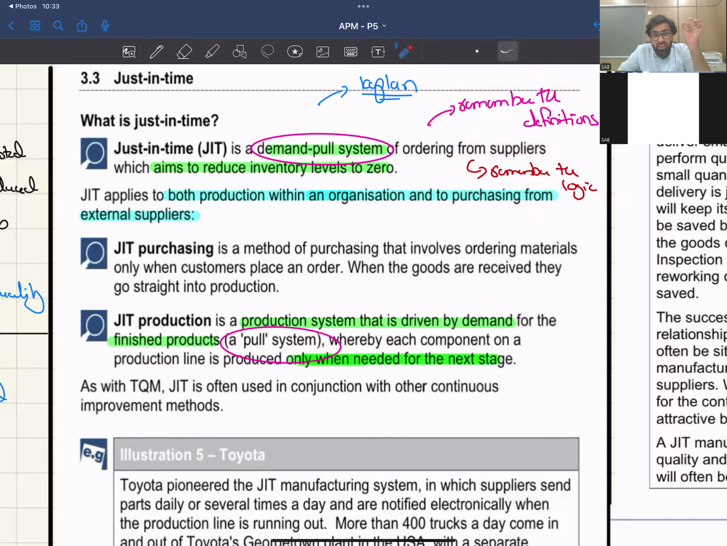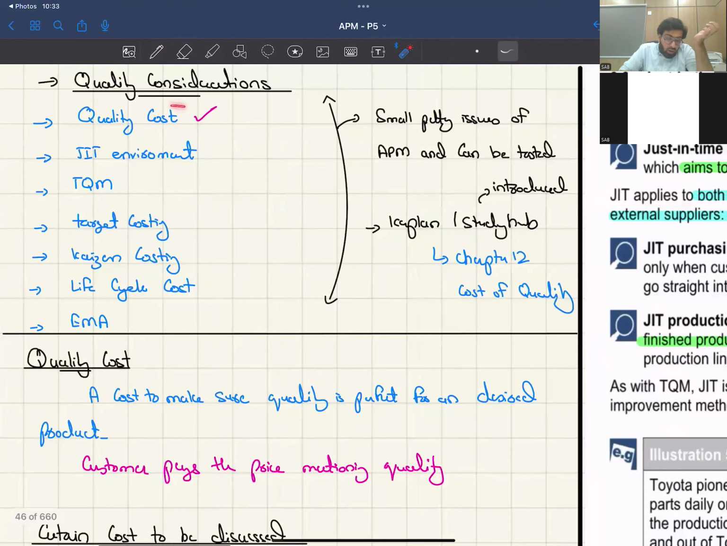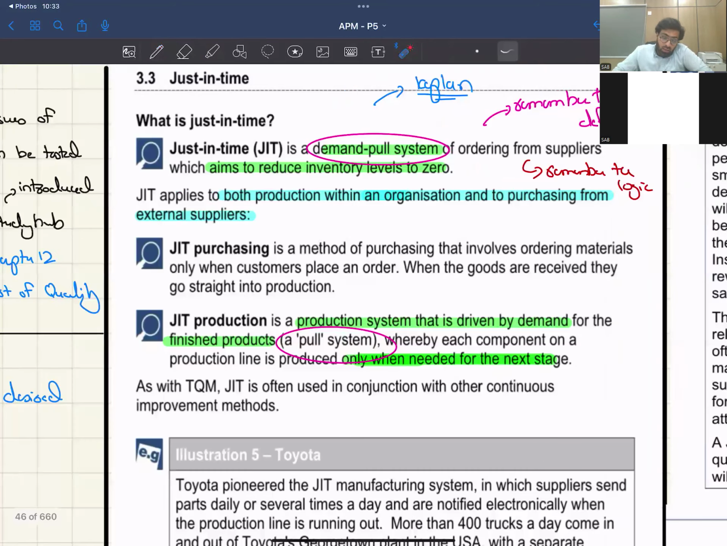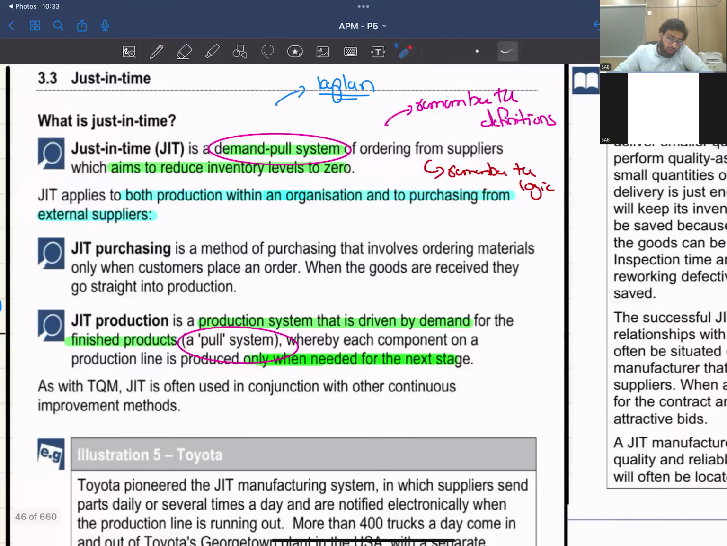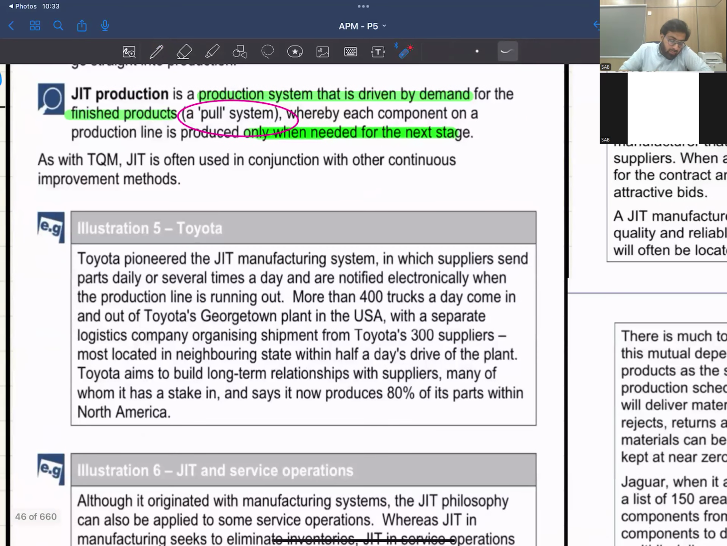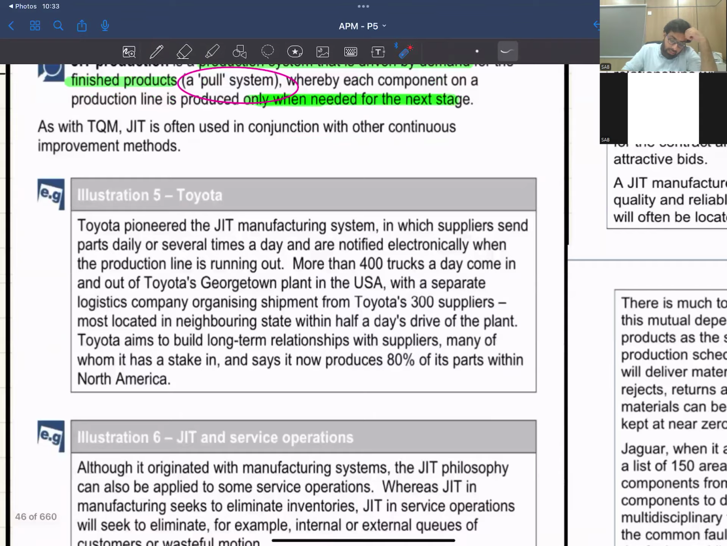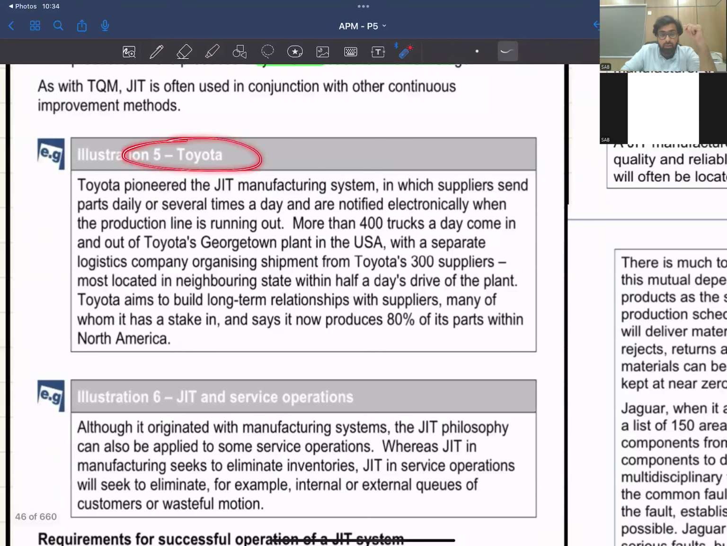You should be knowing JIT, you should be knowing TQM, you should be knowing particularly quality costs, right? Now, any particular company that follows JIT? One of the famous companies, Toyota, follows JIT. Now read this.